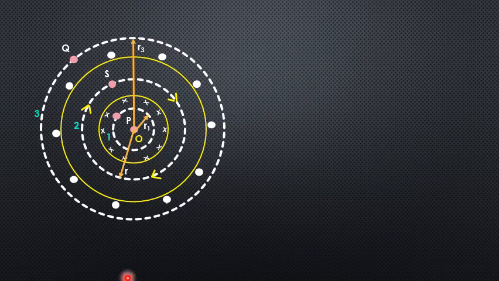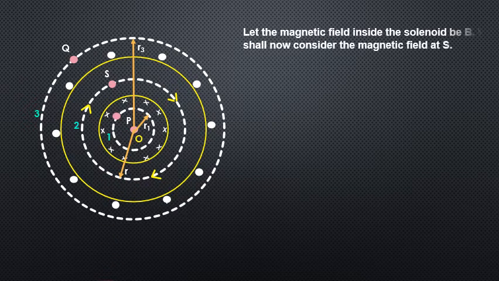Now here we are determining the magnetic field inside the toroid. So we take a point S which is situated inside the toroid, and it is situated on the Amperian loop 2, as I am showing here. So let us take the magnetic field at point S, or the magnetic field inside the toroid, to be B.